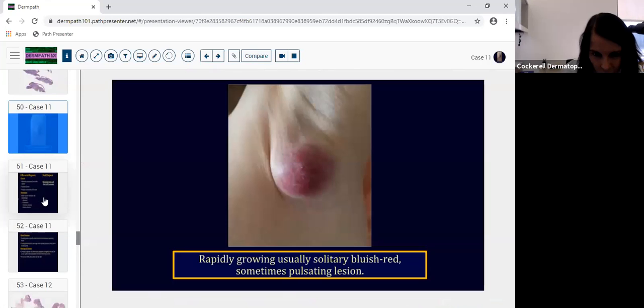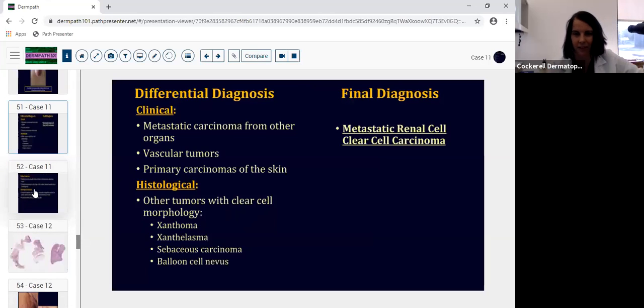On the clinical, we have this pulsatile, rapidly growing, solitary bluish red lesion, but it's in the axilla. So I'm wondering, is that in a node or is that really in the skin? Typically, these occur in the head and neck, this metastatic renal cell. And that's what it is. It's a metastatic renal cell. Some of you already guessed it. I've shown this before when I was here back in December. The differential clinically is a metastatic carcinoma from other organs. Vascular tumors, okay, well, think about Kaposi.